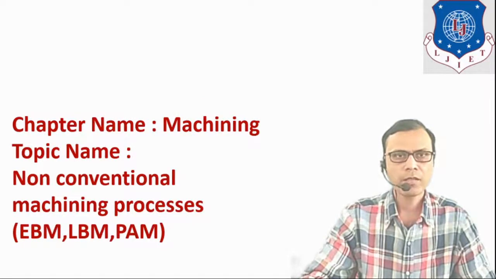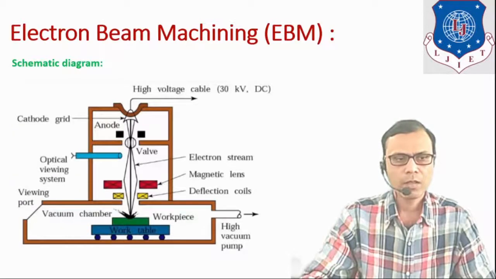In this session, we are going to discuss electron beam machining, laser beam machining, and plasma arc machining processes. Electron beam machining process. In this process, the basic principle is conversion of kinetic energy into heat energy. So the electron beam is used, which possesses high kinetic energy.